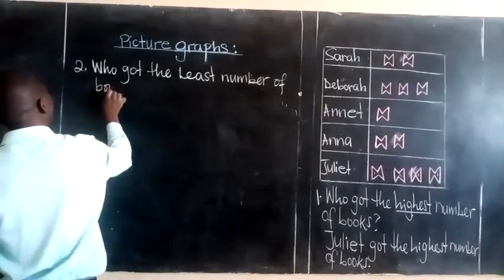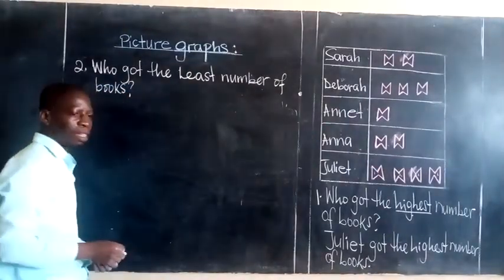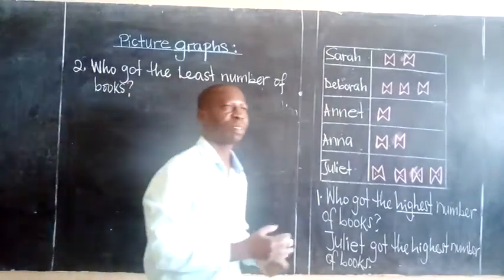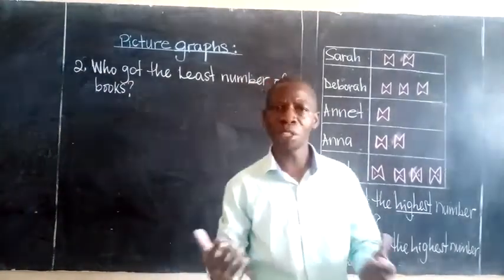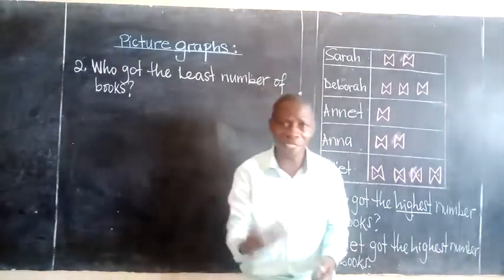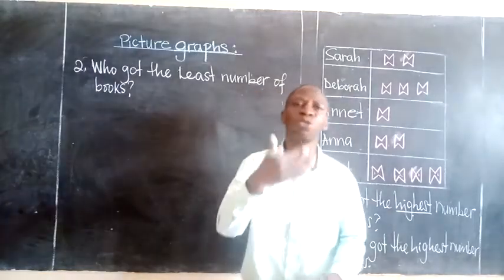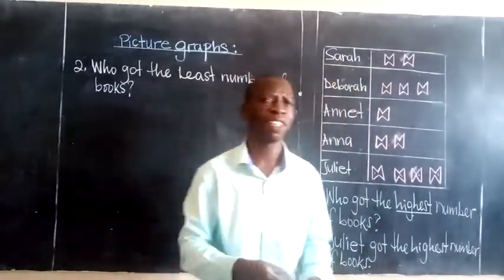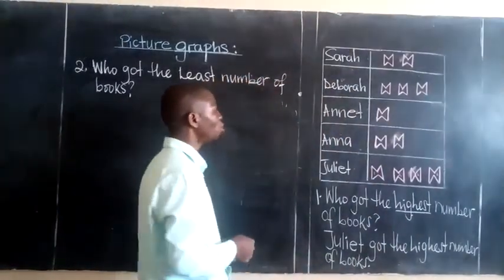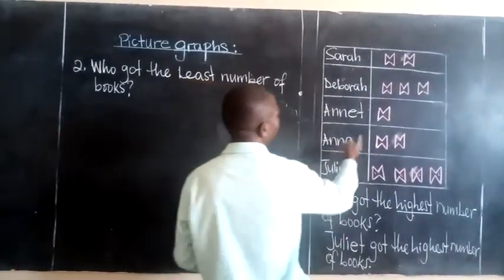Who got the least number of books? Least means lowest. The lowest number. The least number. The smallest number. So when they say this, they are referring to the smallest number. So who got the smallest number of books? And I think that is Annette.